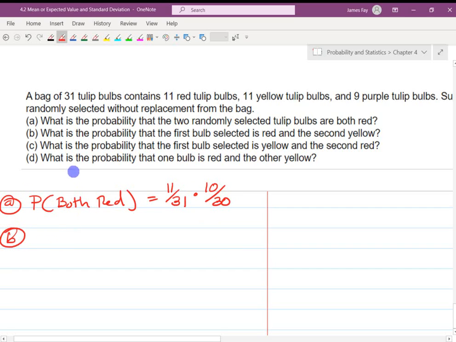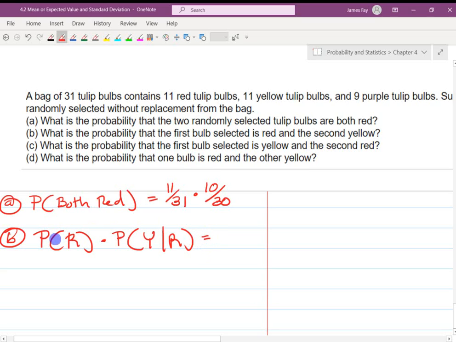Part B says what is the probability that the first bulb selected is red and the second one is yellow? Okay, so I'm going to write this way. Probability that the second one is yellow given that the first bulb selected is red. Actually, let's do it this way. First bulb selected is red, so probability of red, okay, times then the probability that the second one was yellow given the first one was red. Does that make sense? Okay, so that's what I should have written.